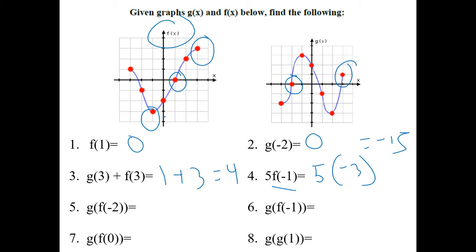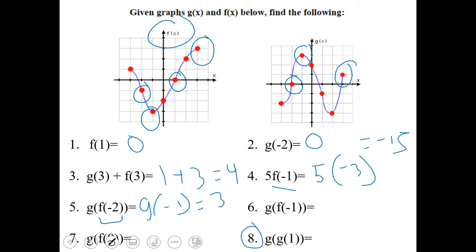So g of f of negative 2, work from the inside out like always. F of negative 2 means go to x equals negative 2, find the corresponding y value, which looks like negative 1. This problem now becomes g of negative 1. Now go to the g function, go to x equals negative 1. What's the corresponding y value? 3. I think you get the idea, so let's just skip to 8.